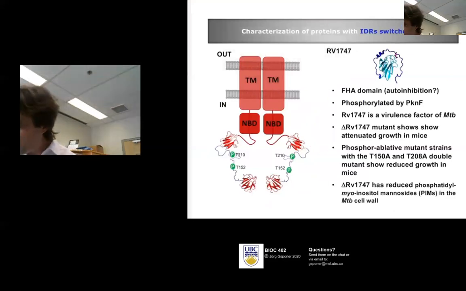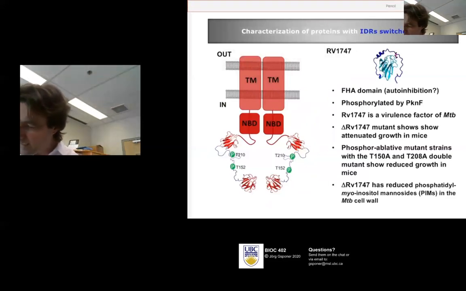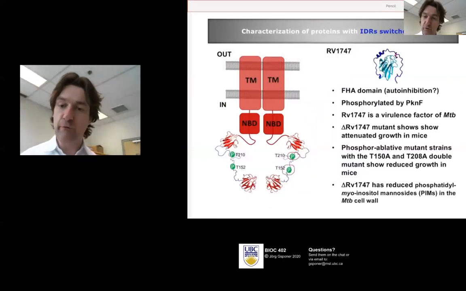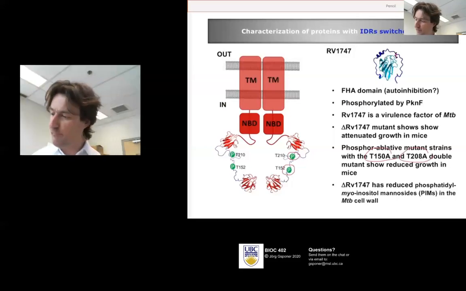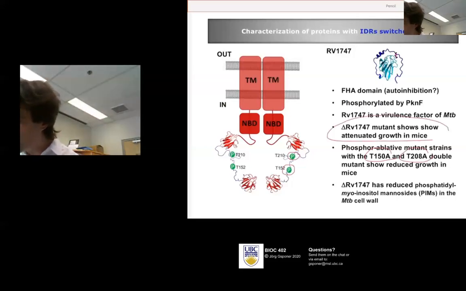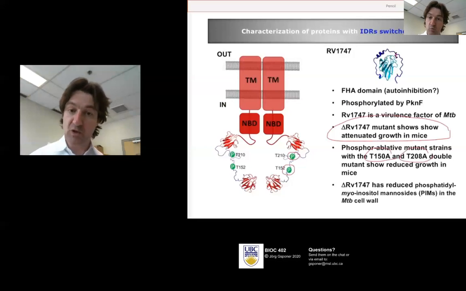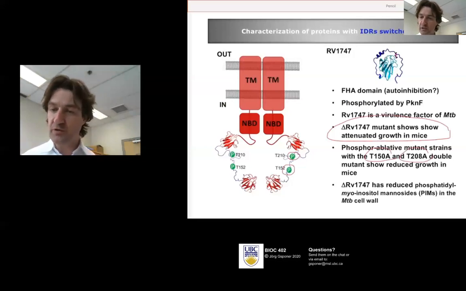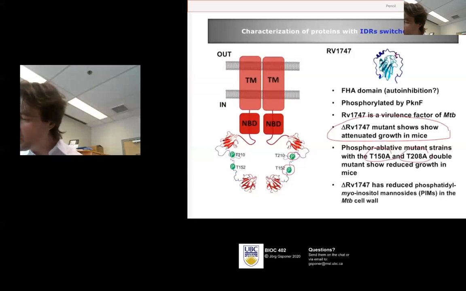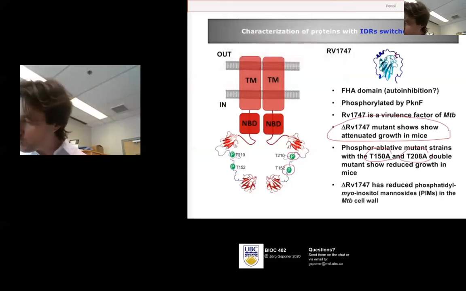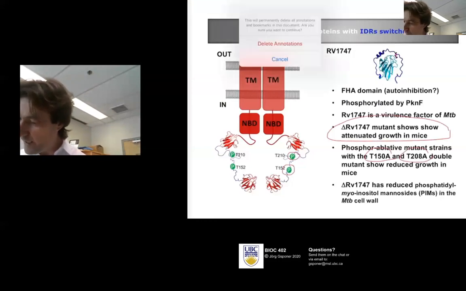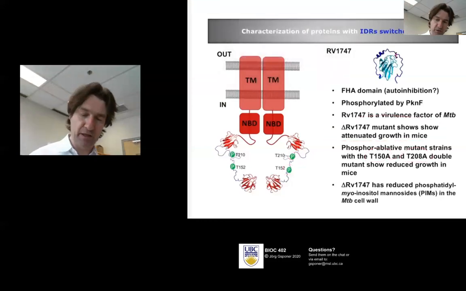So how did we know that this disordered region would somehow contribute to the regulation of the activity? Well, it had been found previously that in this disordered linker, there are at least two phosphorylated threonines. And when one replaces these threonines with alanine, one gets the same phenotype as when removing the entire protein. And what happens when one removes the entire protein from MTB? Well, one reduces virulence, meaning MTB would grow less in infected mice and macrophages.